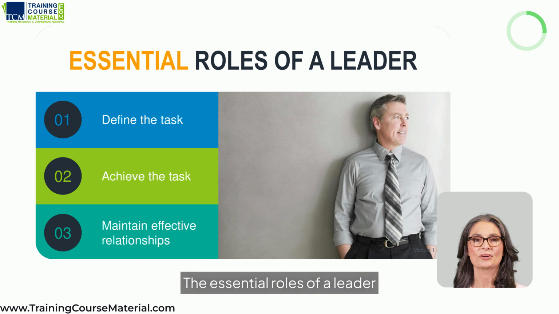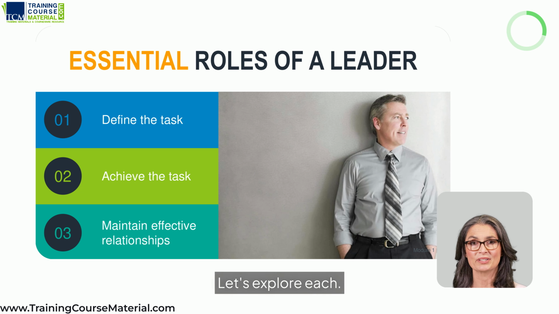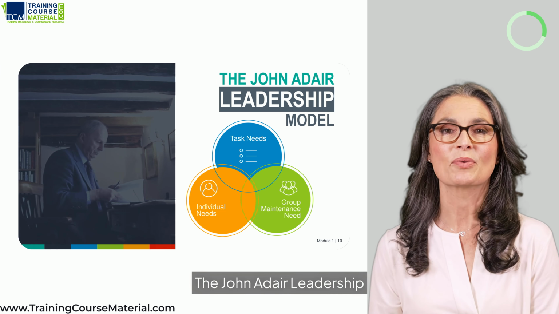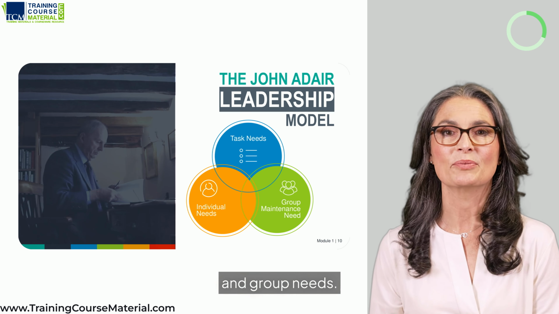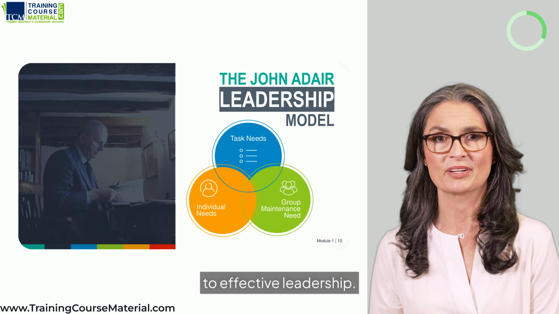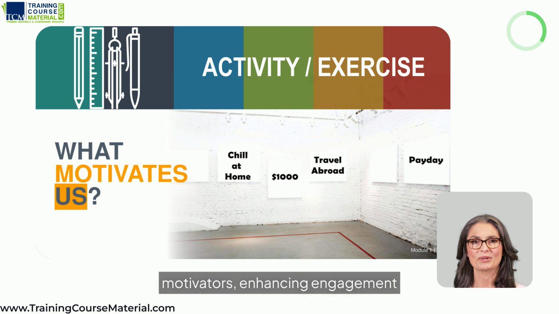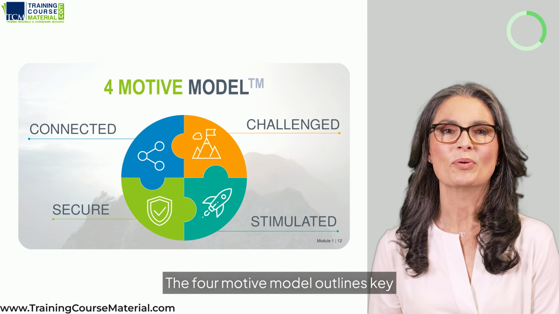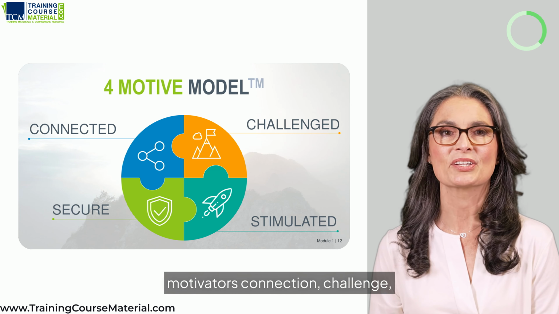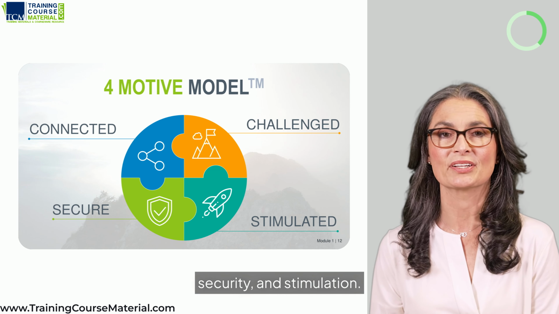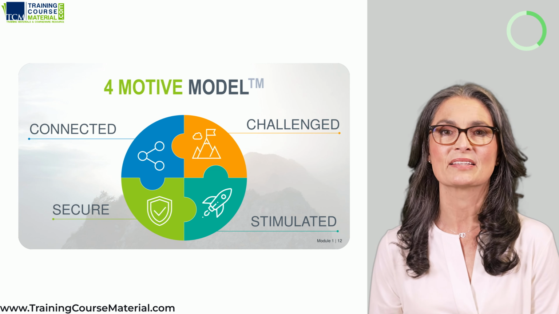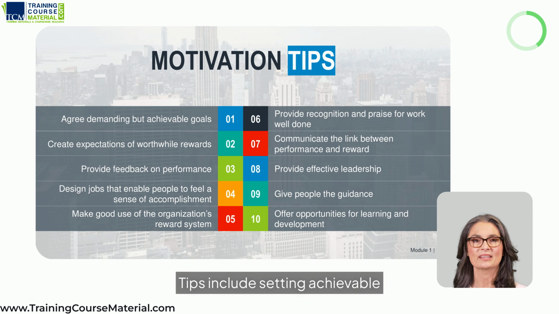The essential roles of a leader include defining tasks, achieving goals, and maintaining effective relationships. Let's explore each. The John Adair leadership model highlights task, individual, and group needs. Balancing these is key to effective leadership. What motivates us? This exercise will help identify personal and team motivators, enhancing engagement and productivity. The 4-motive model outlines key motivators: connection, challenge, security, and stimulation. Understanding these drives success. Motivation tips include setting achievable goals, providing feedback, and recognizing achievements.